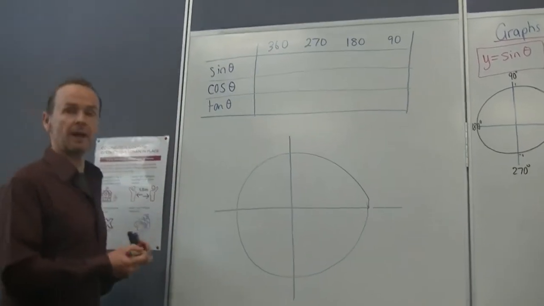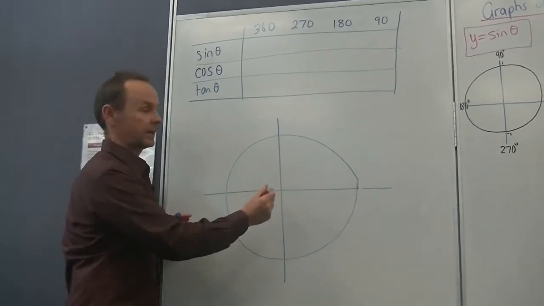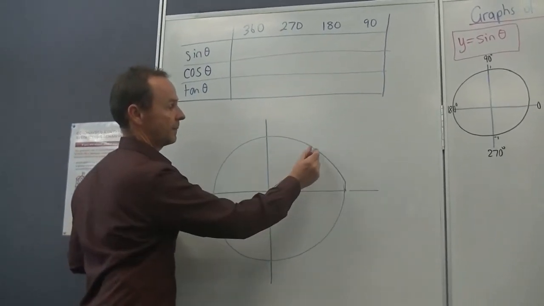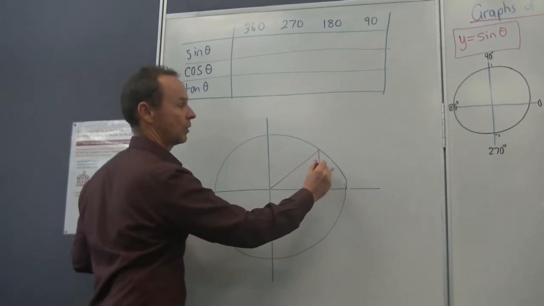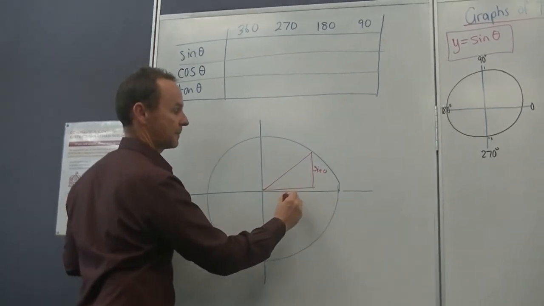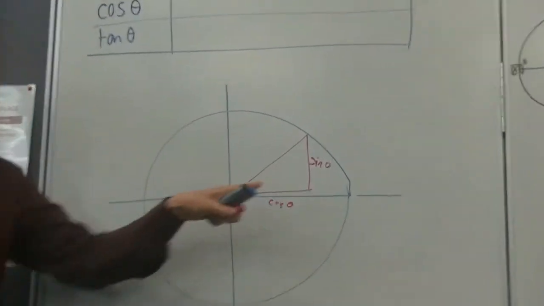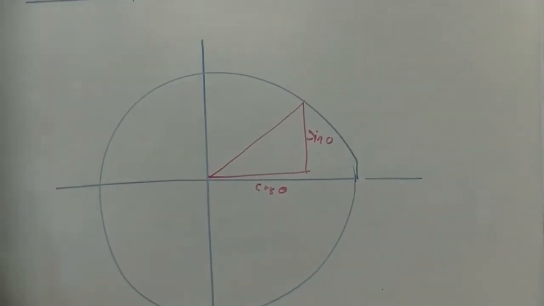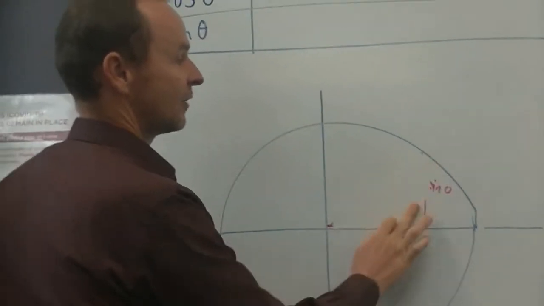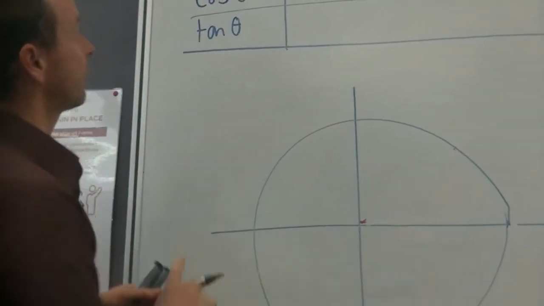Remember, sine theta is the vertical height when you get one of these angles. So if you had that angle there, sine theta is the vertical height, and cos theta is a horizontal distance. Remember that, everyone? Great. Okay, so how do we do these? How do we fill this table in?